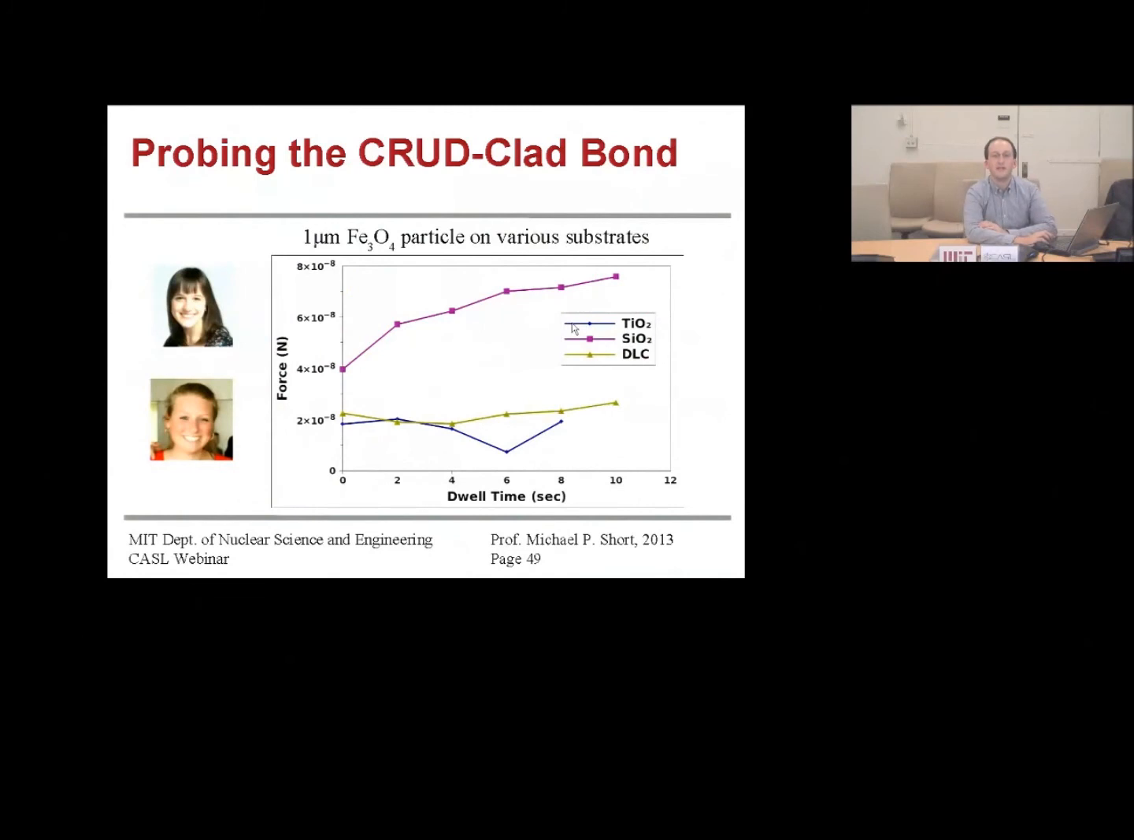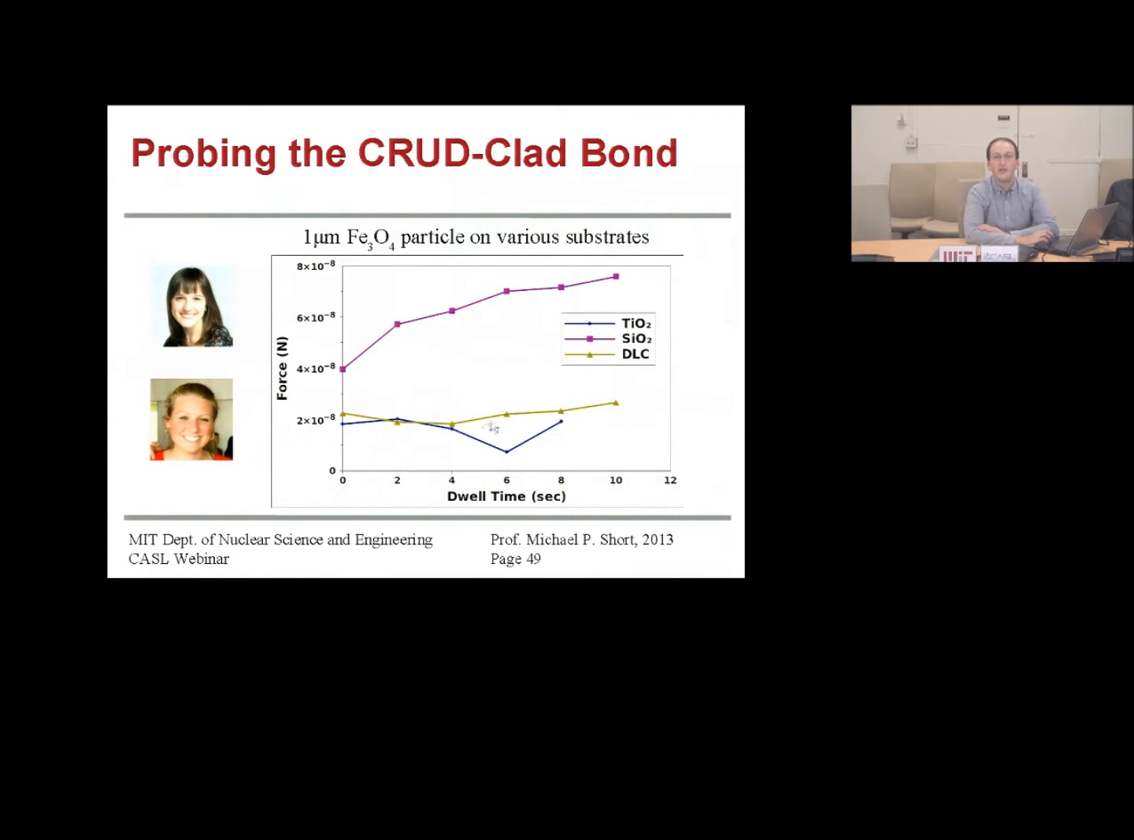And so what we're finding is intriguing us. When we look at titanium dioxide, which has a pretty similar chemistry to zirconium oxide, and diamond-like carbon, which are two materials with high and low surface energies, they're right on top of each other, which we would not have expected. I would have thought that surface energy would have had something to do with CRUD tenacity. We appear to be wrong.